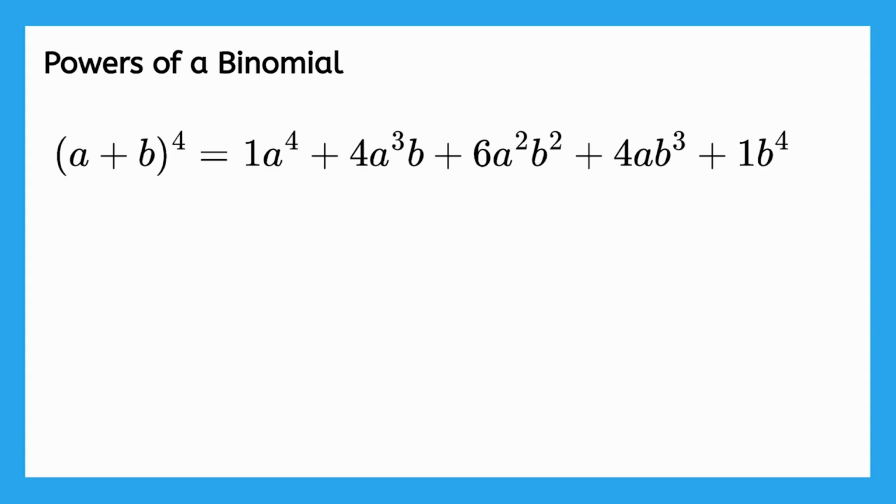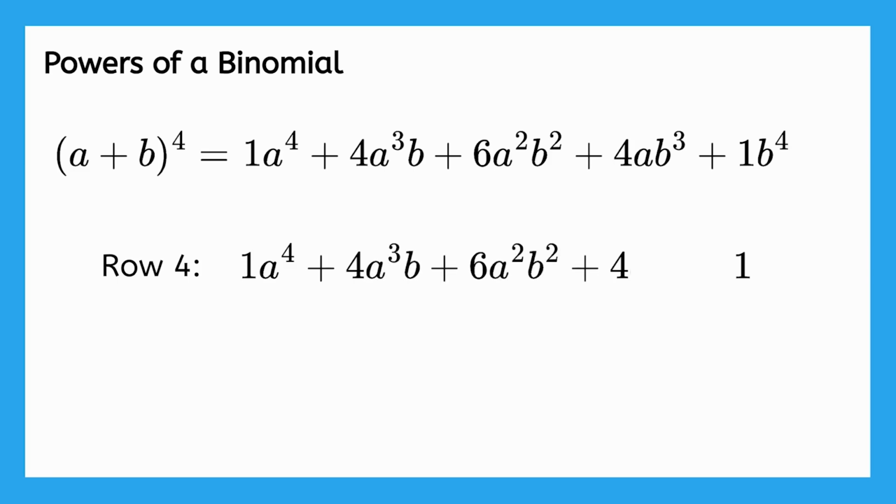To use Pascal's triangle, we copy row 4 down as the coefficients, then start with a to the 4th power on the first term, and transfer the exponents as we move across: a cubed b, a squared b squared, a b cubed, and finally, b to the 4th power. Look at that! It really does match. Pascal's triangle really is a much quicker method.